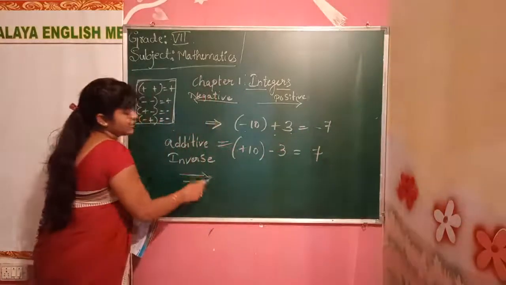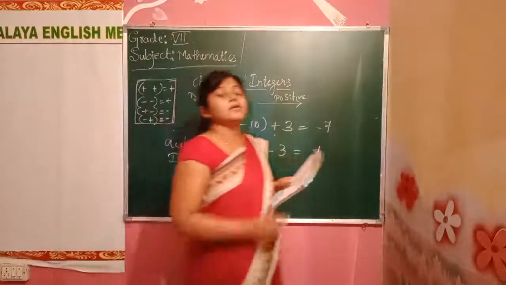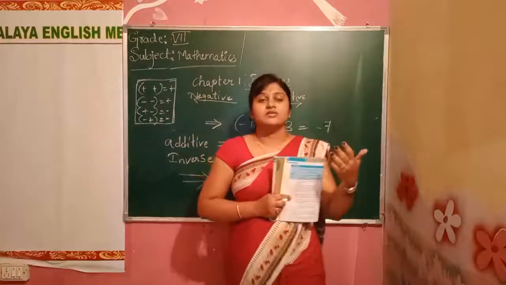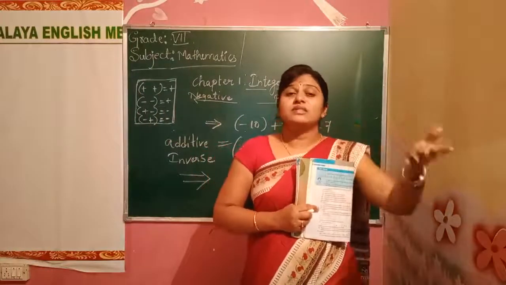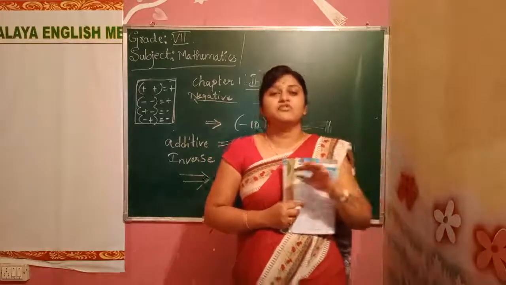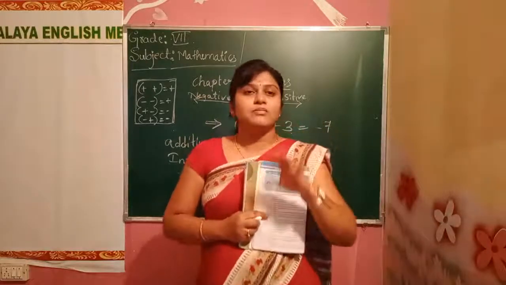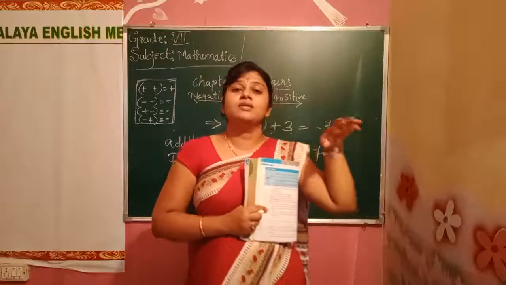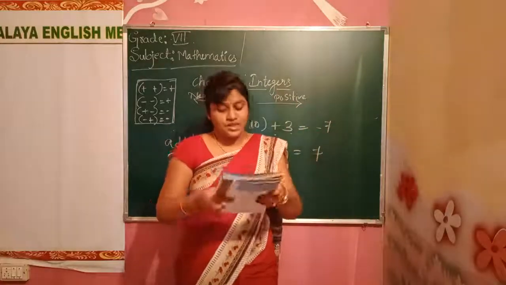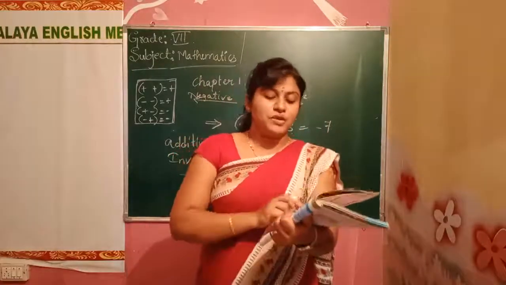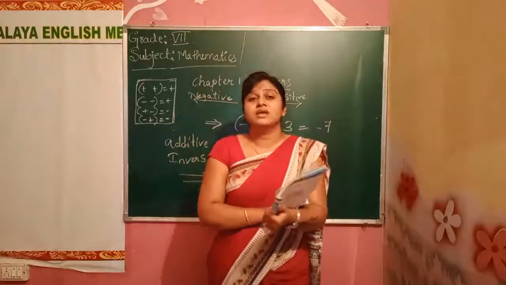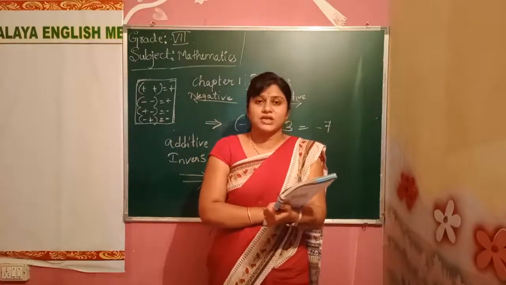So what they are telling in this property is, when we add the numbers using the additive inverse, the answer will not come the same. It will differ in signs, depending on the signs. Okay, these are some of the properties of addition and subtraction of integers.